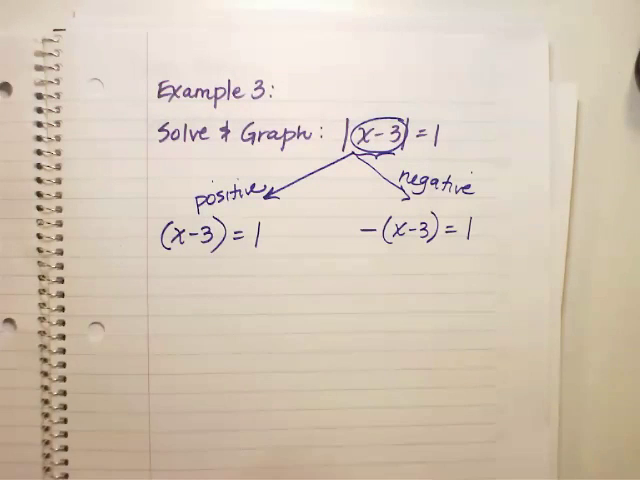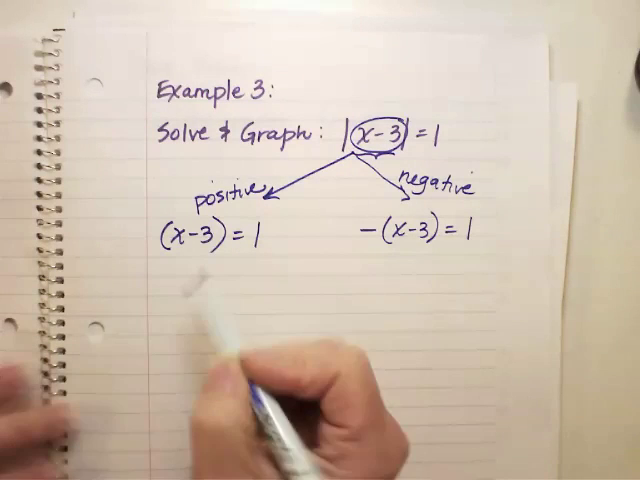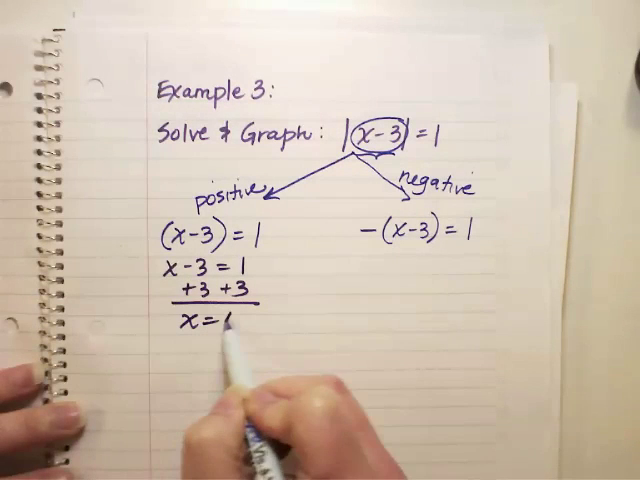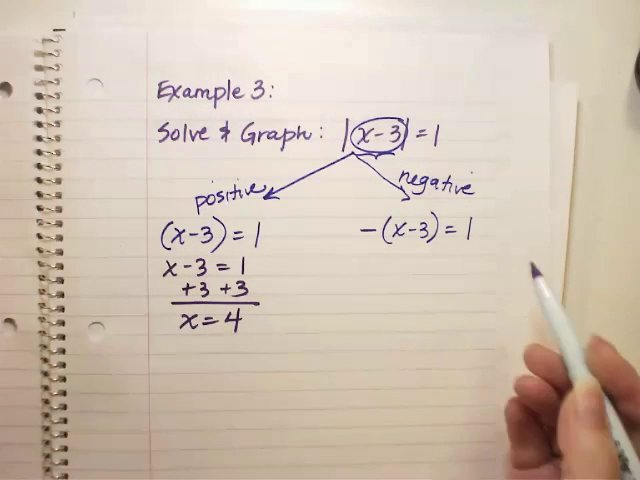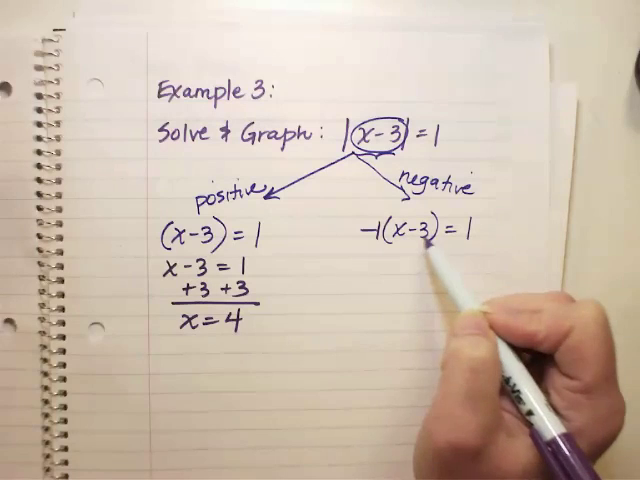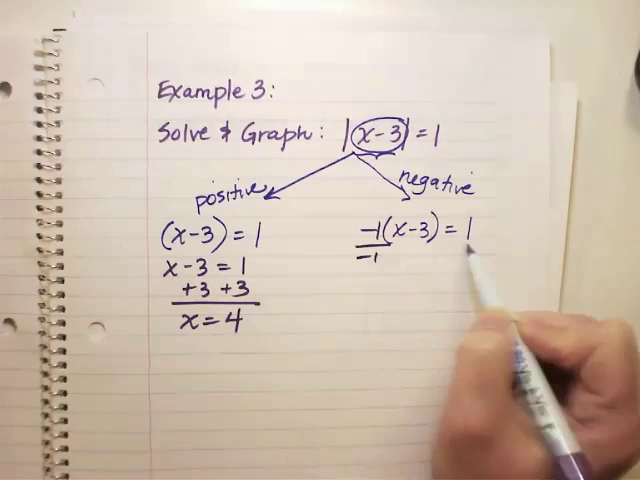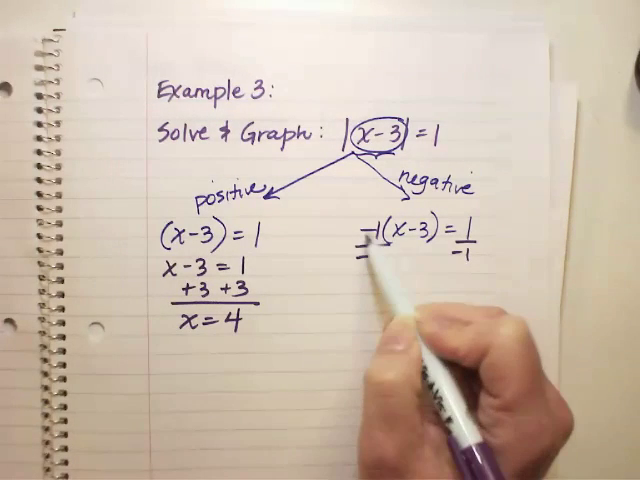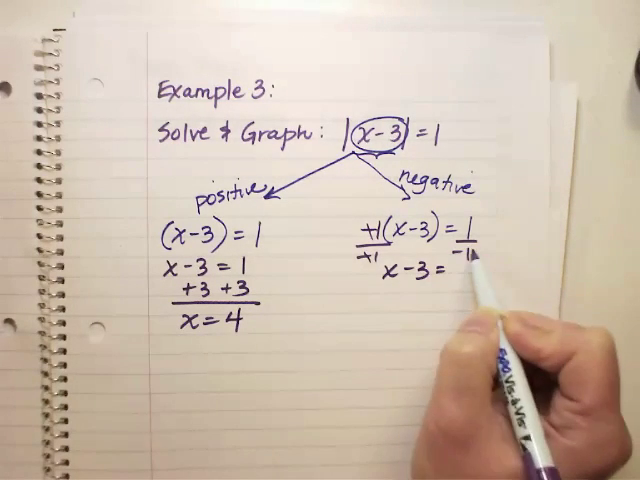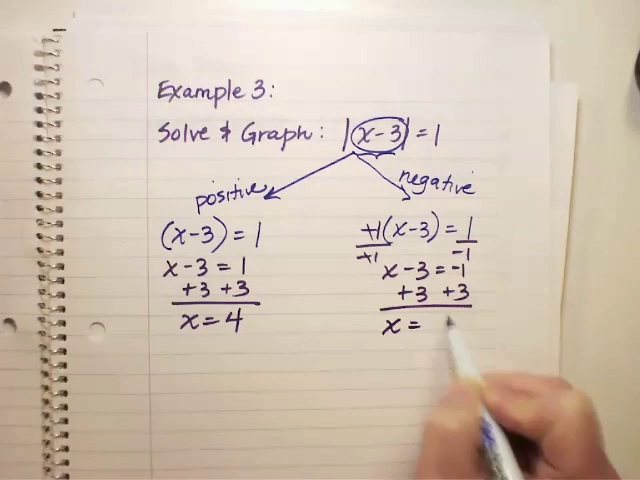Once I break it out into my two cases, I solve. Positive case, distribute, still be identity, so x minus 3 equals 1. Add 3 to both sides, and I get x equals 4 on this side. My negative case, I can do what I did last time. I can change this to negative 1 times x minus 3. I could either distribute, or just like last time, I'm going to divide by negative 1. That way the negative and the negative will cancel out, and I end up with x minus 3 equals 1 divided by negative 1 is negative 1. Add 3, and I get x equals 2.